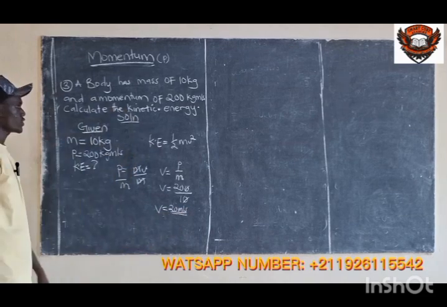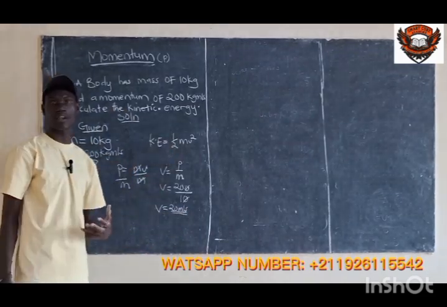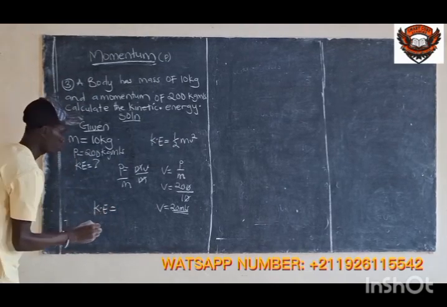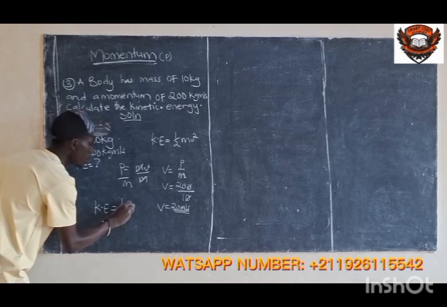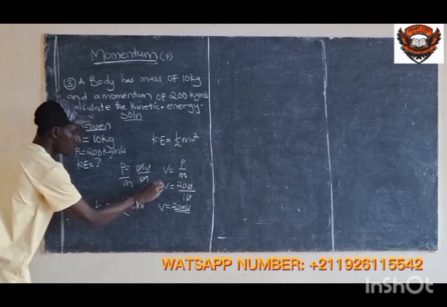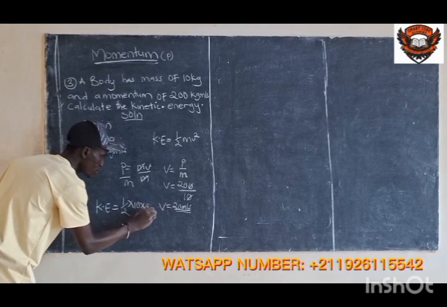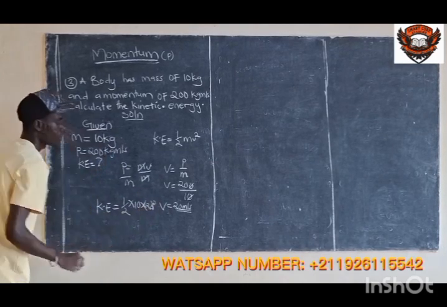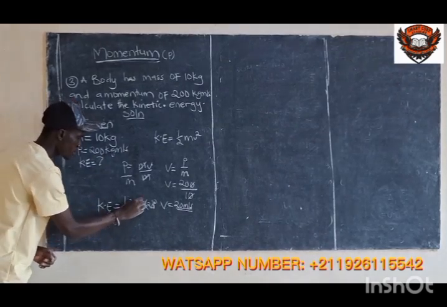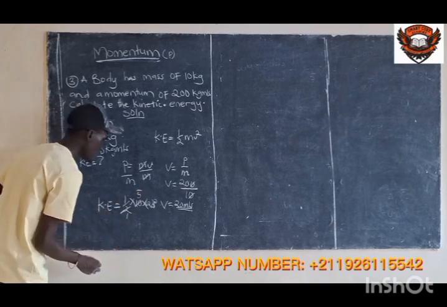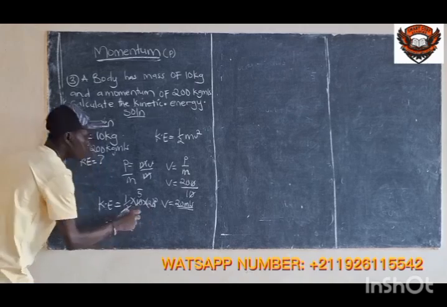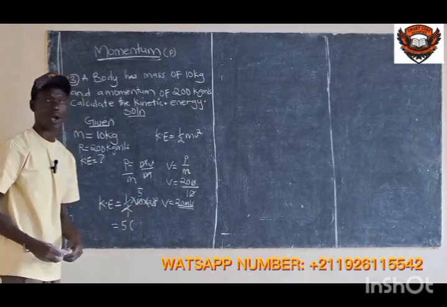Now, after getting our velocity, we apply the formula of kinetic energy. KE is equal to a half mv squared, and our m, which is the mass, is 10, times v squared. Our v is 20, but it is squared. So here we go. Let's divide the common factors. We are going to get 5. 5 times 1 gets 5. So here we go, 5 into 20 squared.